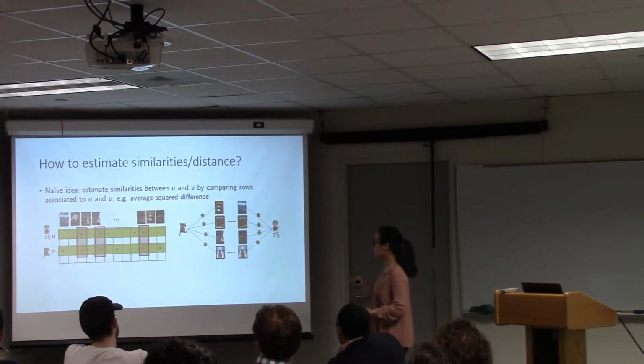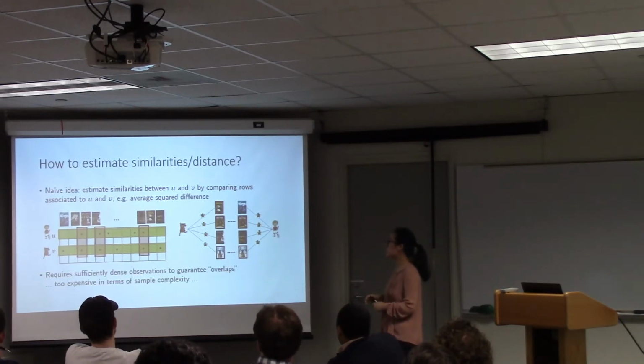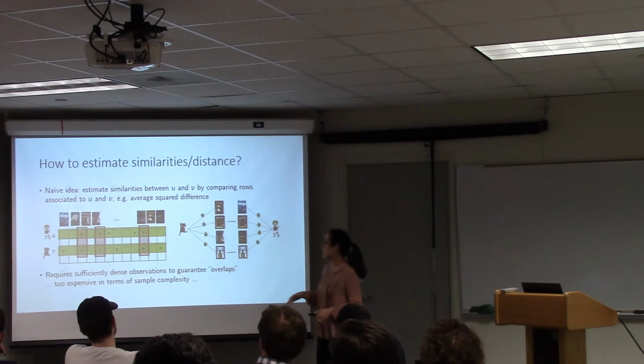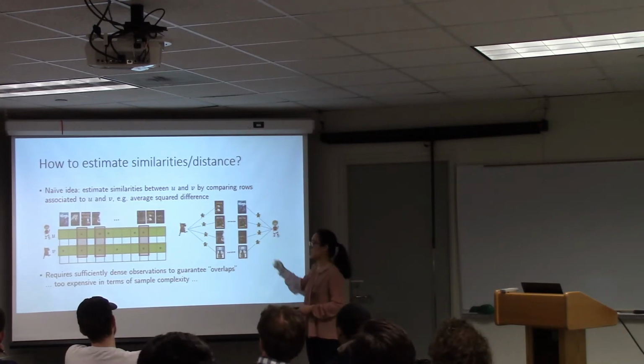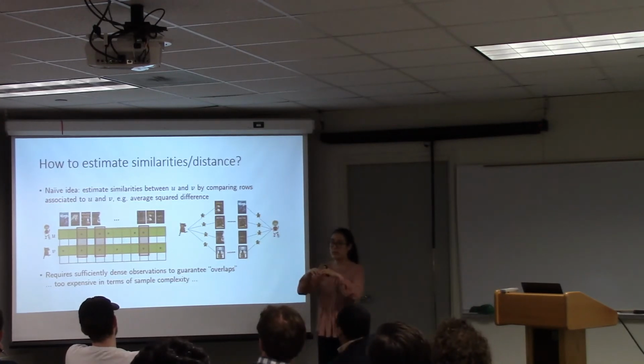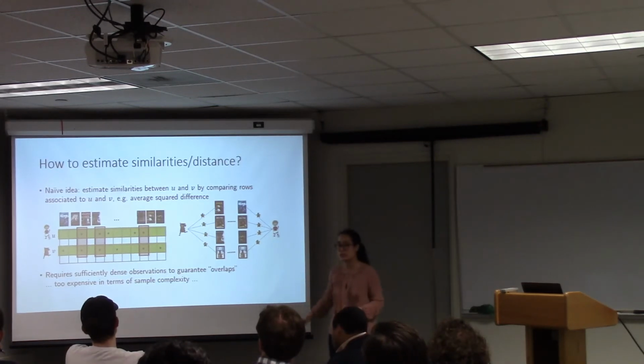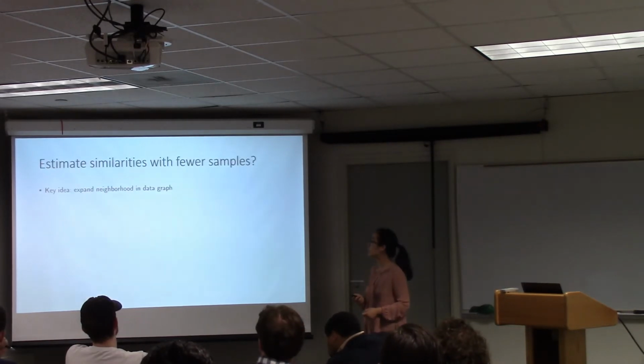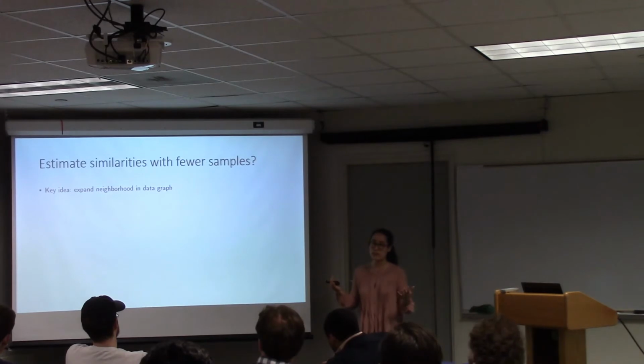Now, the problem with using this naive method to estimate similarities is that it requires very dense observations. In fact, it requires dense observations in order to guarantee that there are overlaps in the one-hop neighborhoods of two vertices. And so this is actually too expensive in terms of sample complexity. So next we want to ask, how can we improve this? How can we actually estimate similarities with fewer samples?